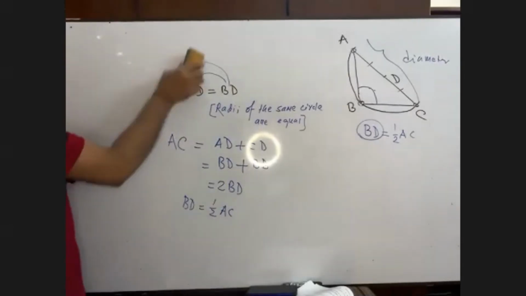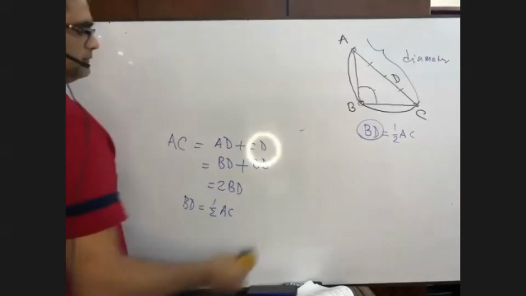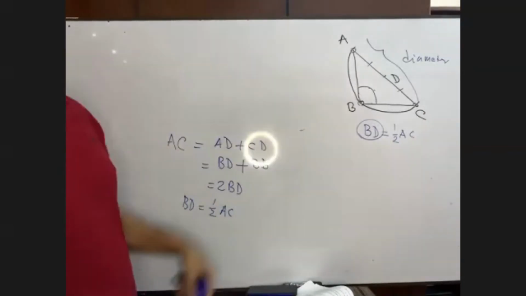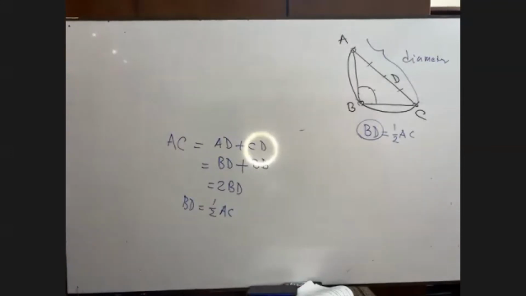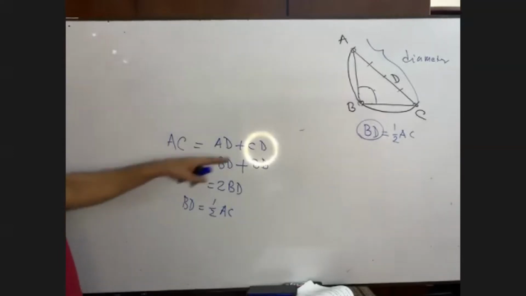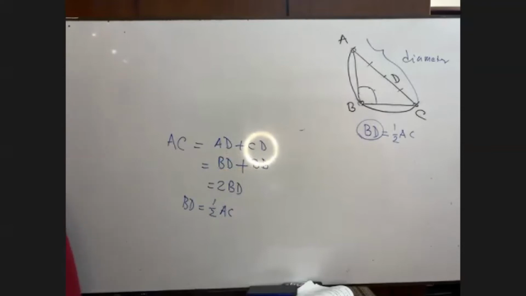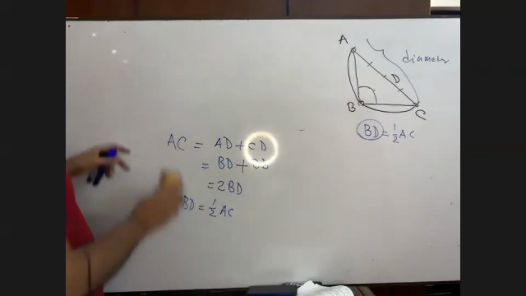What's the second statement? AC equals AD plus CD. You see, AC is equal to AD plus CD, which is BD plus BD, equals 2 BD. Yes, done.